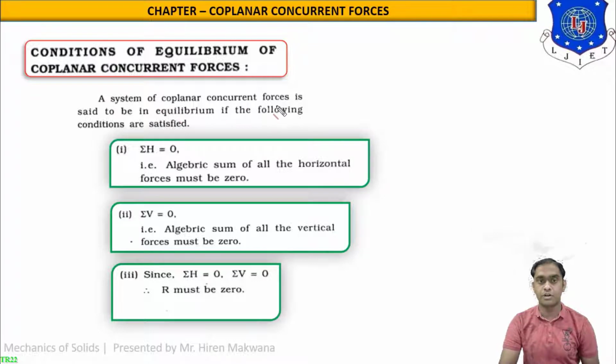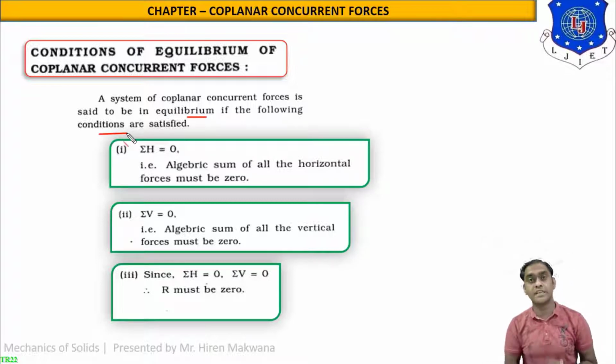A system of coplanar concurrent forces is said to be in equilibrium if the following conditions are satisfied. First of all, what is equilibrium? If a number of forces are acting on a particle, and there is still no effect on the particle, or the particle is not moving, that condition is known as the condition of equilibrium.